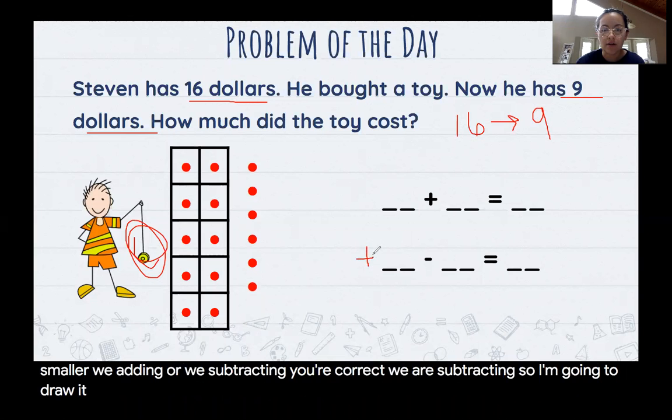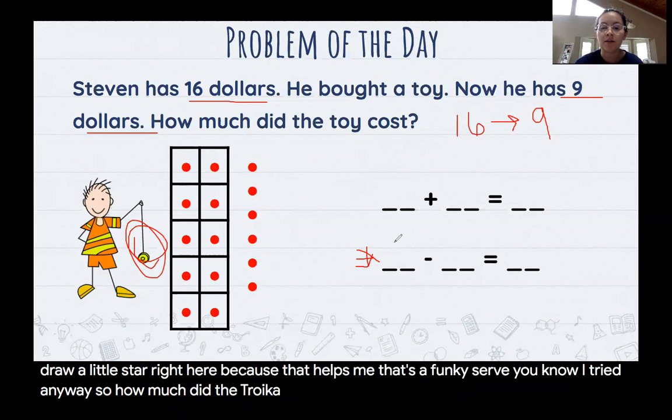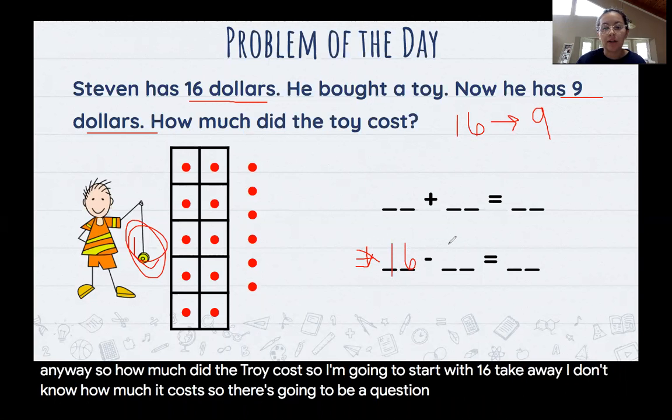So I'm going to draw a little star right here because that helps me. That's a funky star. You know I tried. Anyway, it says how much did the toy cost? So I'm going to start with 16. Take away, I don't know how much it costs. So there's going to be a question mark right here.